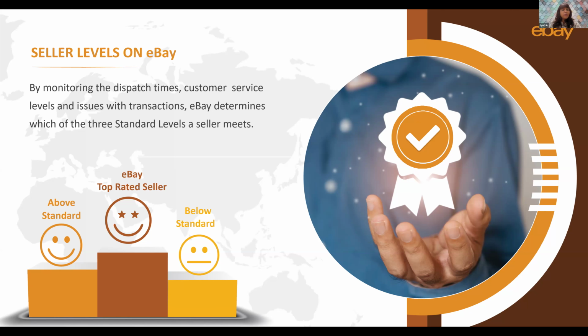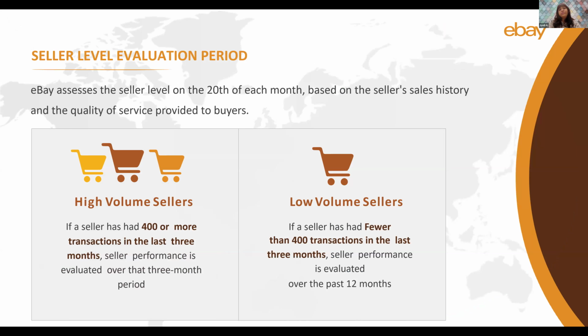Now, sellers are evaluated and assigned either top rated seller, above standard, or below standard level. Your performance is evaluated monthly, that is, every 20th of the month. The length of time we look at in each evaluation depends on how many recent transactions you have had. If you have had 400 or more transactions in the last 3 months, you are evaluated over that 3 month period. If you have had fewer than 400 transactions in the last 3 months, then you are evaluated on the past 12 months. These timelines help us make sure that we are evaluating you as fairly as possible.